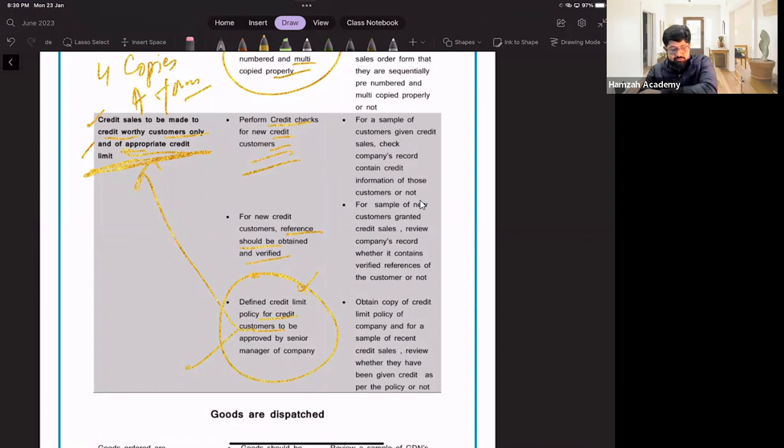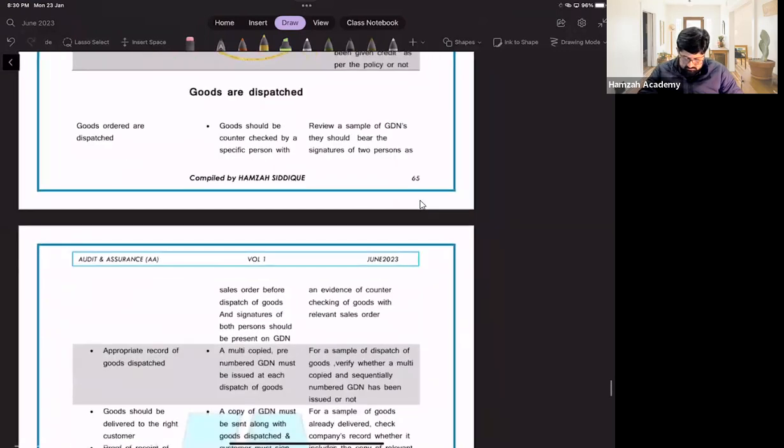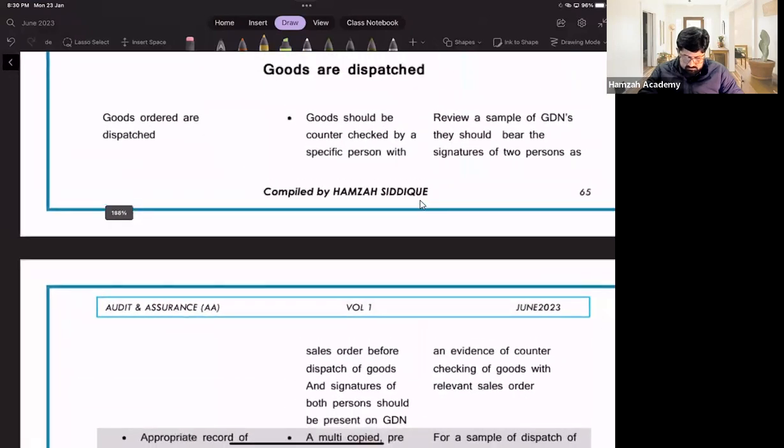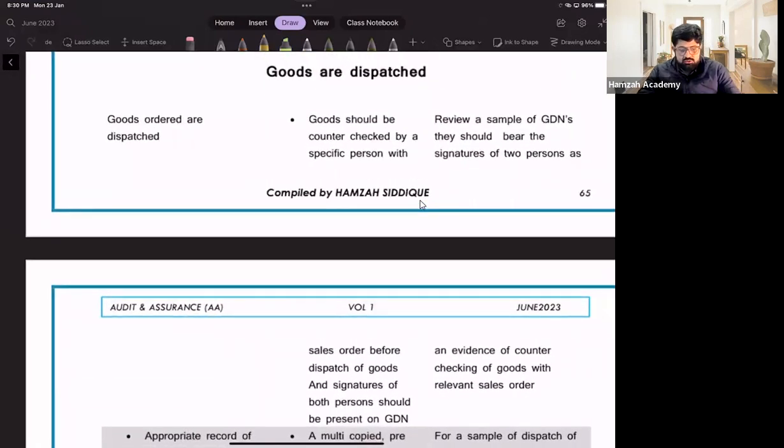Now, let us proceed further. Goods are dispatched.